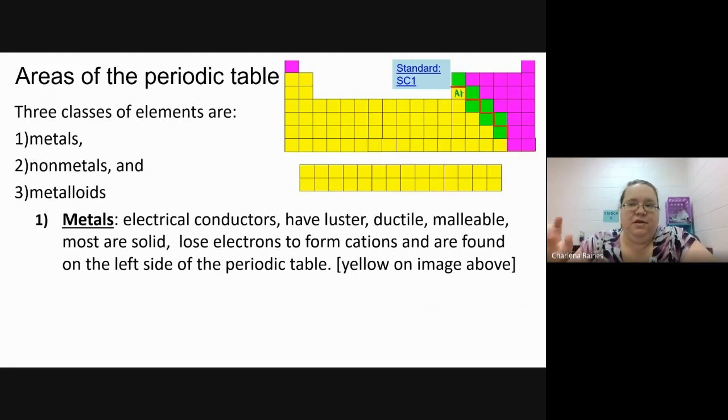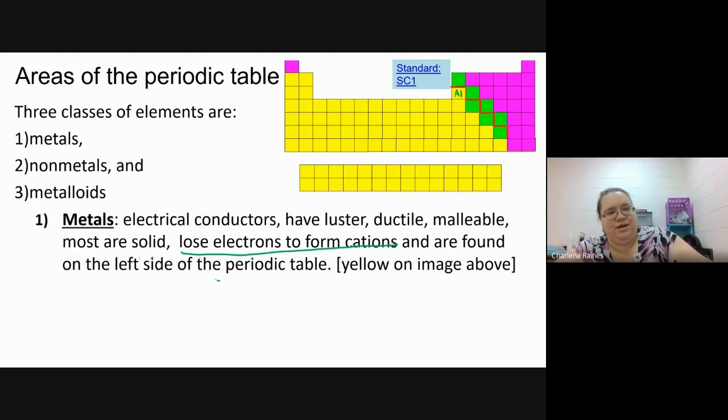This is how we're able to make coins and other useful resources. Metals are typically solid. Really and truly, the only exception is mercury. Metals will always lose electrons. Metals always lose electrons to form cations. That is really, really important to remember throughout this entire course. Our metals form positive ions.